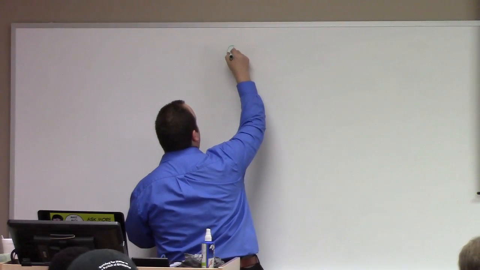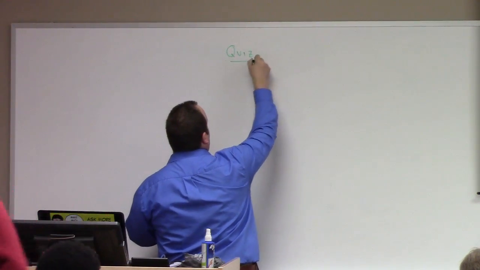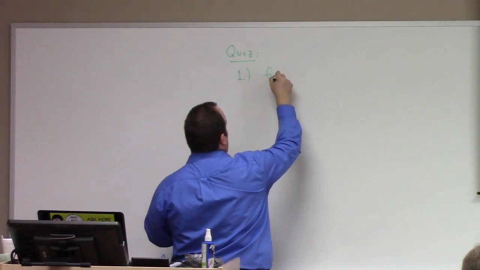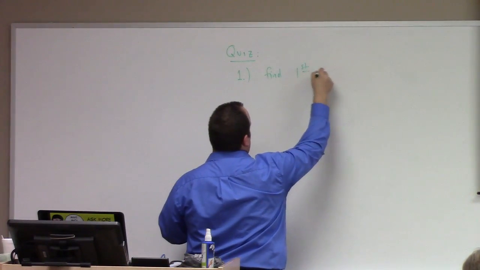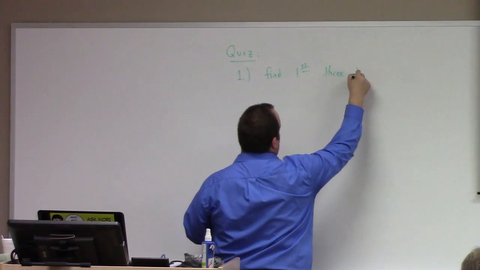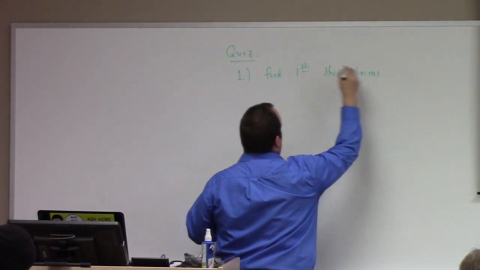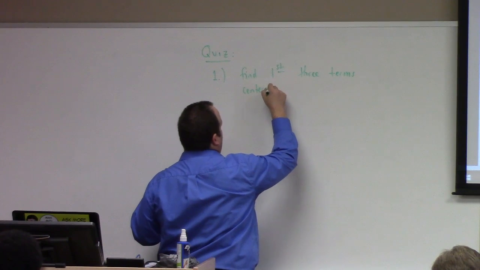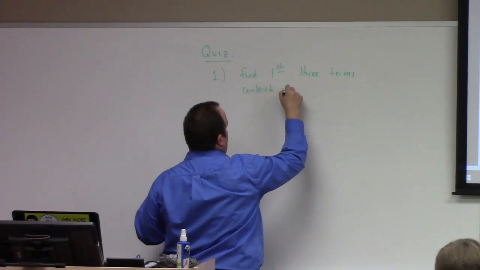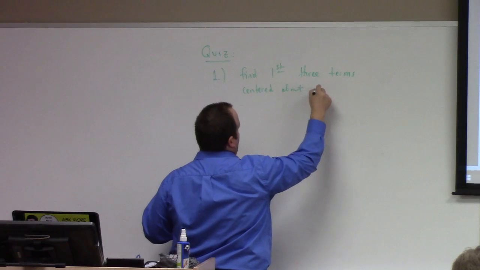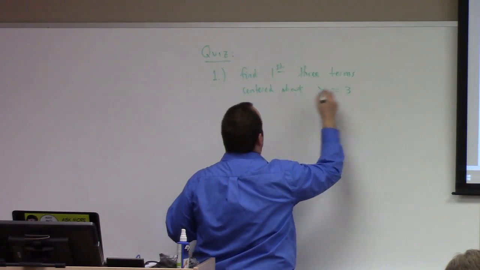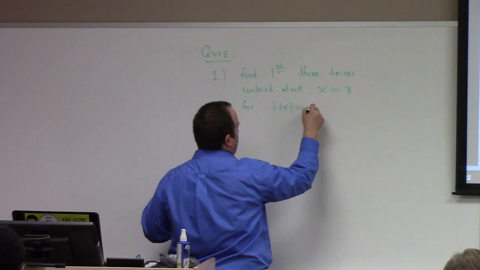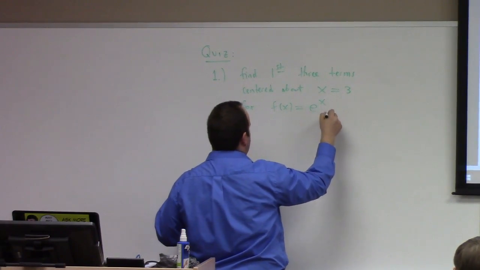Quiz. Find first 3 theorems centered about x equals 3 for f of x equals e to the x.